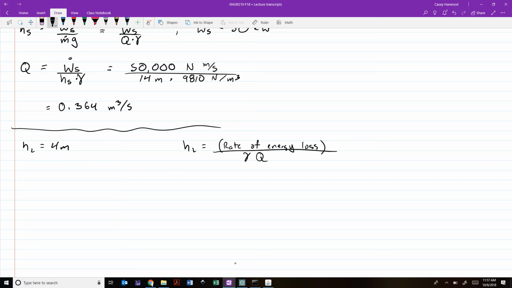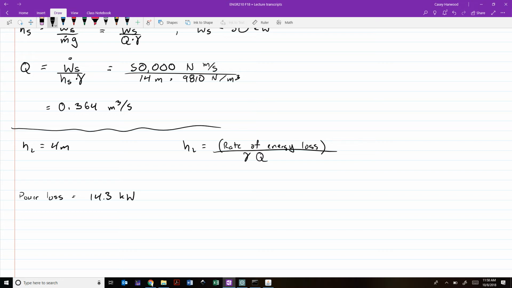Seems about right. So if we said that the rate of power loss, I get about 14.3 kilowatts. Okay. Same thing, we're solving for the rate of energy loss. We know H sub L is equal to 4 meters. Take that, multiply it by gamma times Q. You should get that number.